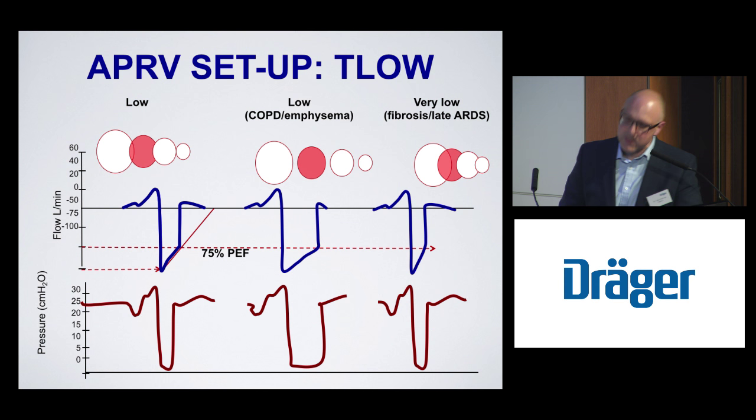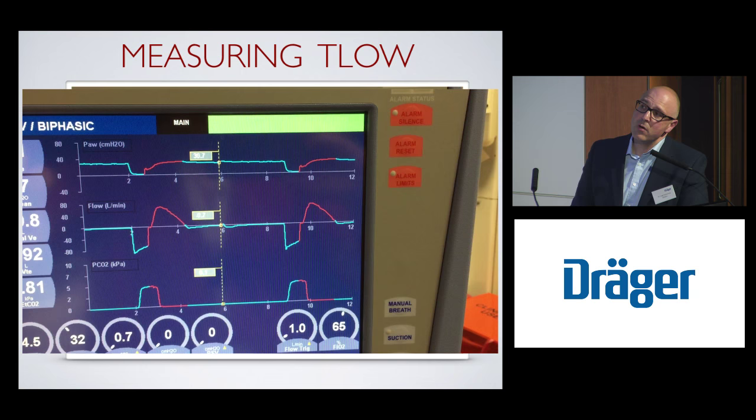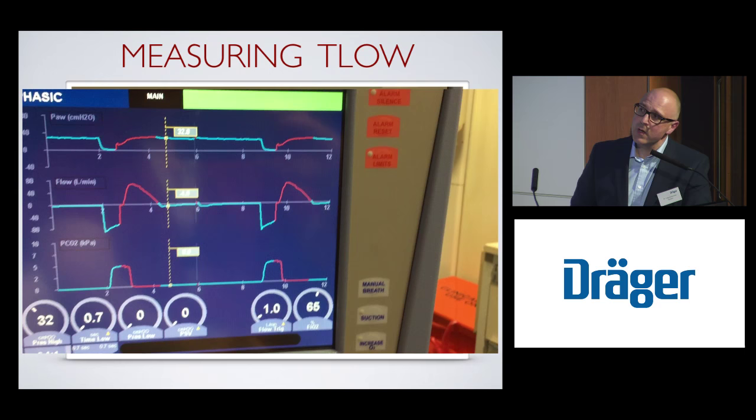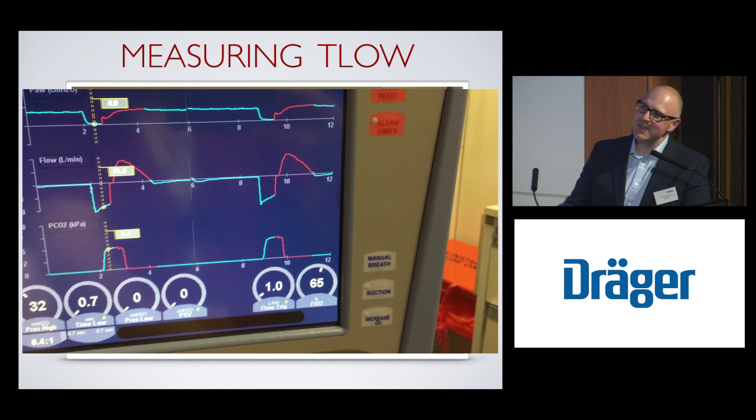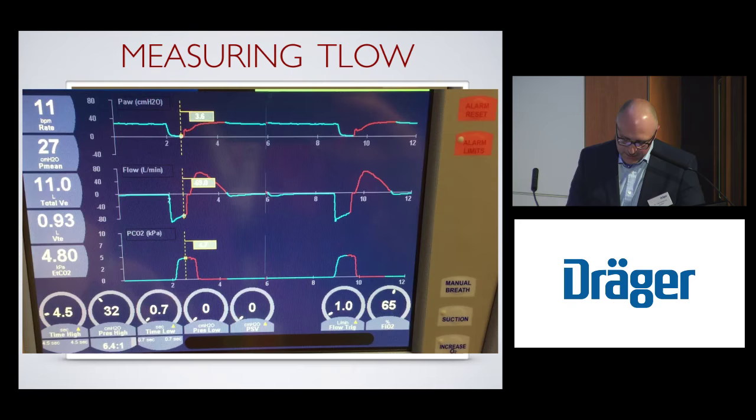And then just a little video to show how we calculate it. It's very simple. Basically you freeze the screen, you go back, you look at the peak expiratory flow, and then let's pretend it's minus 100, just for simplicity. And then you basically want to set the T-low at the point where this is minus 75.